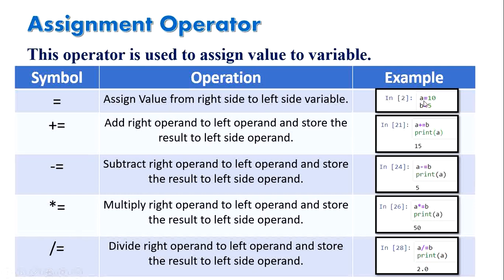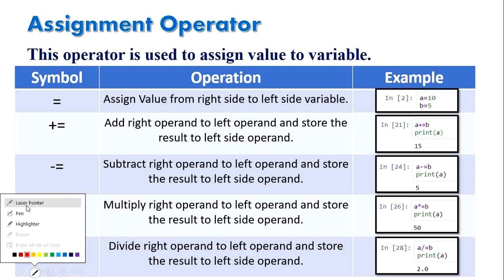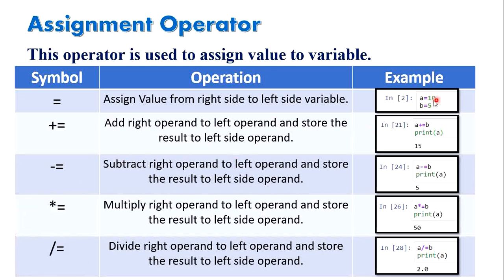That means suppose we have two values, that is a equals to 10. That means we are assigning the value which is given in the right side, that is 10, to the variable a, which is given to the left side. Here the value 10 is assigned to variable A, same as the value 5 is assigned to variable B.